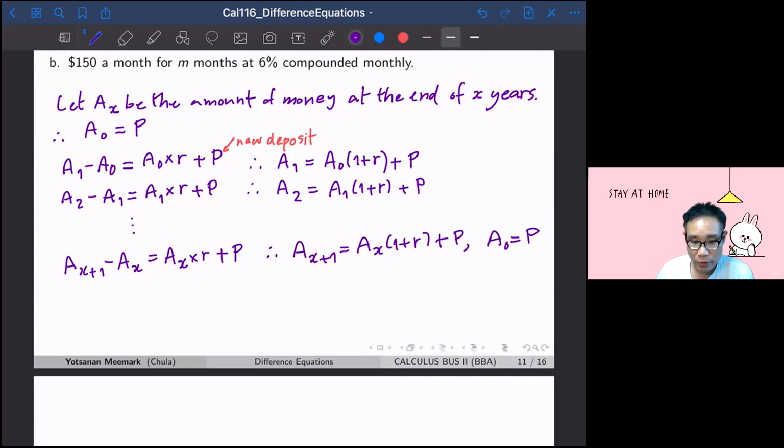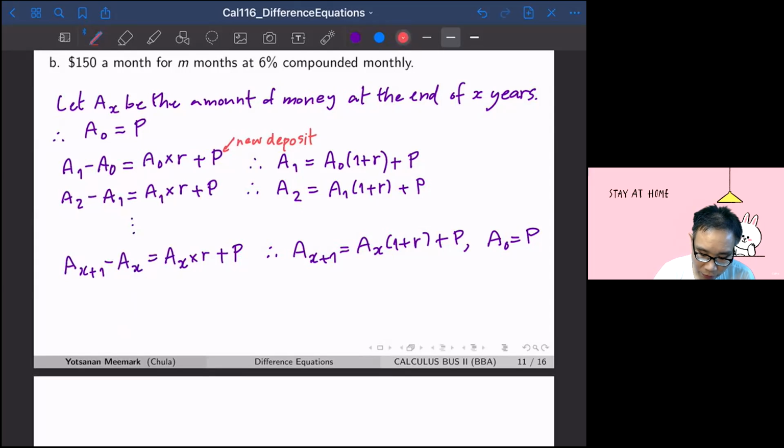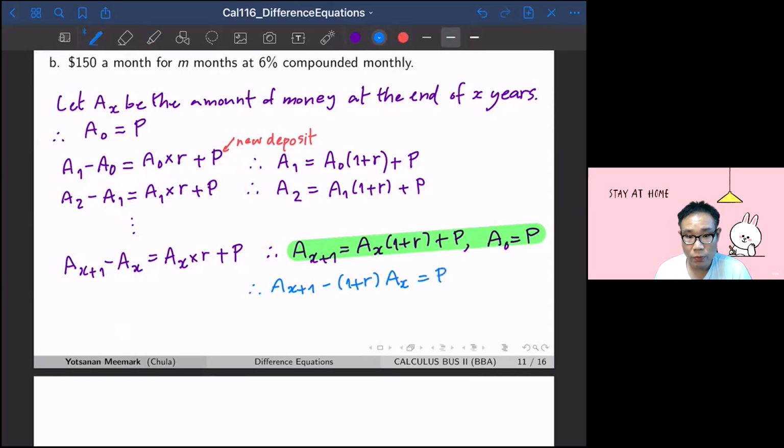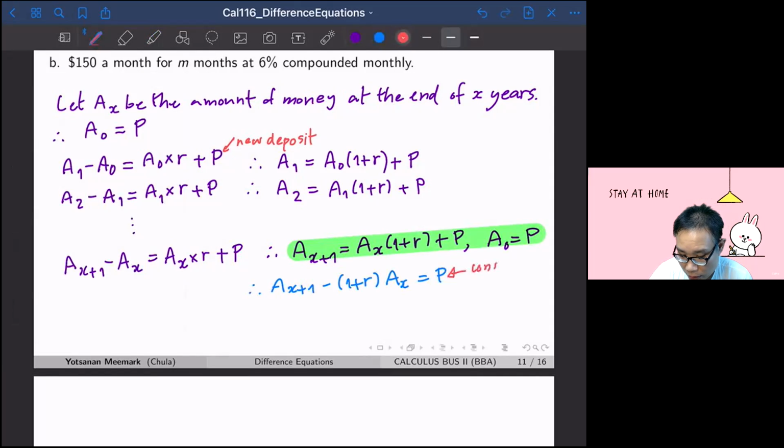So you would solve for this. You're going to put it in the form that we already know. We need to solve this difference equation. This one turned out to be non-homogeneous. So you get AX plus 1 minus 1 plus R times AX equal to the constant P. Okay, so this turned out to be a constant.